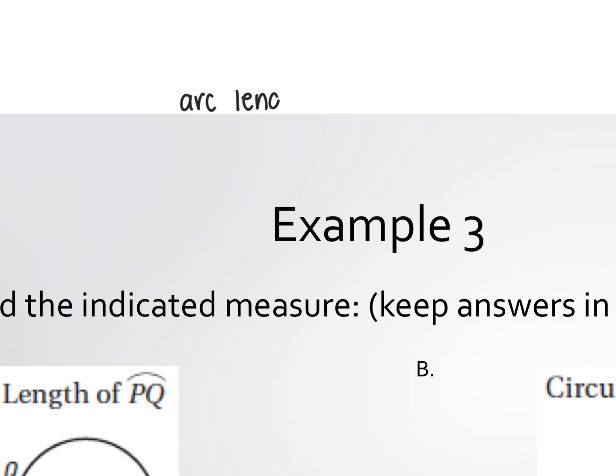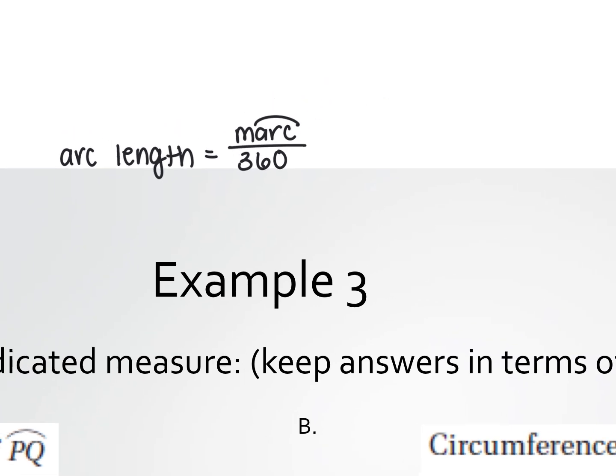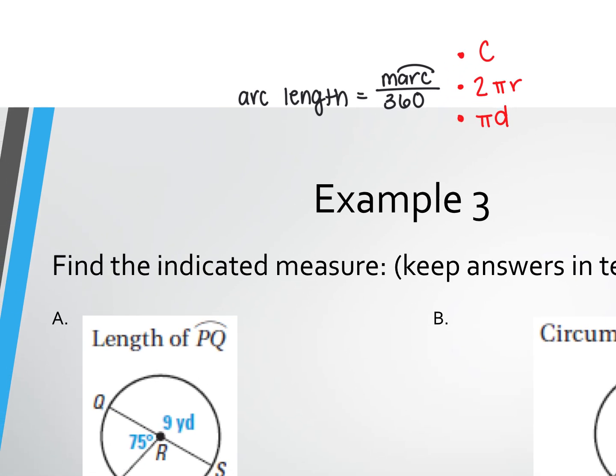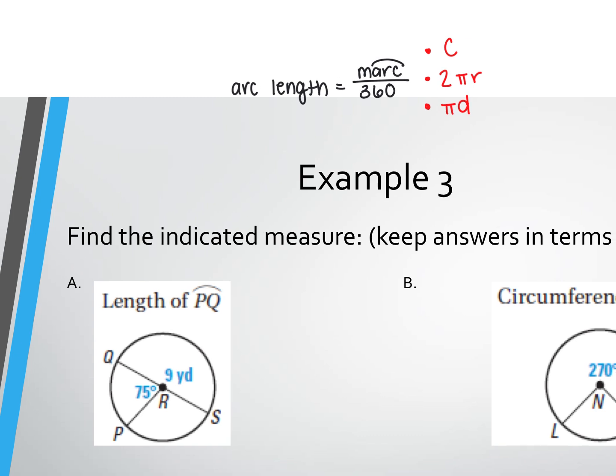Keep in mind the length is different than the measure. Arc length equals the measure of the arc over 360. And I could have one of 3 things when I'm solving. I could either multiply by c, I could multiply by 2 pi r, or I could multiply by pi times diameter. All of these are the same thing. But again, I'm only using the one I need for what's given. So if I'm looking at this diagram right here, which one do you think I'm going to use to solve for my length? The circumference, 2 pi r, or pi times diameter?